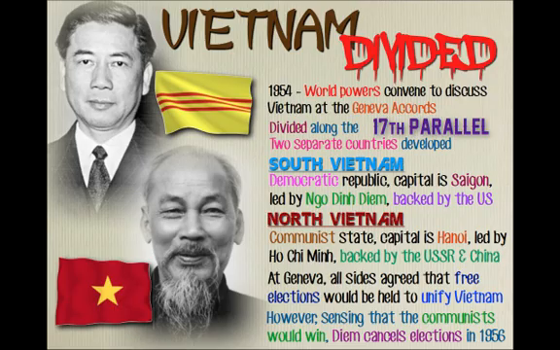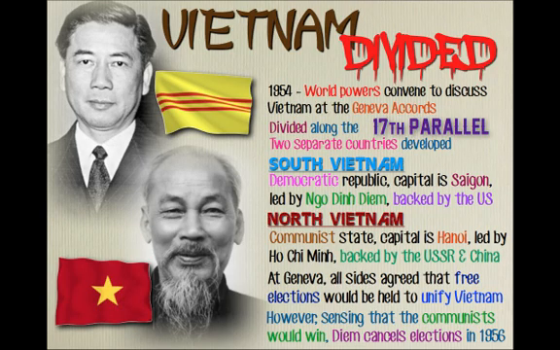Vietnam divided. 1954, world powers convened to discuss Vietnam at the Geneva Accords. Vietnam is divided along the 17th parallel, and so two separate countries develop. You have South Vietnam, a democratic republic, the capital is Saigon, and it's led by Ngo Dinh Diem, and it's backed by the U.S. So the U.S. is supporting this leader. We hope that he can unite the people, gain more support, but we will see that that does not happen.